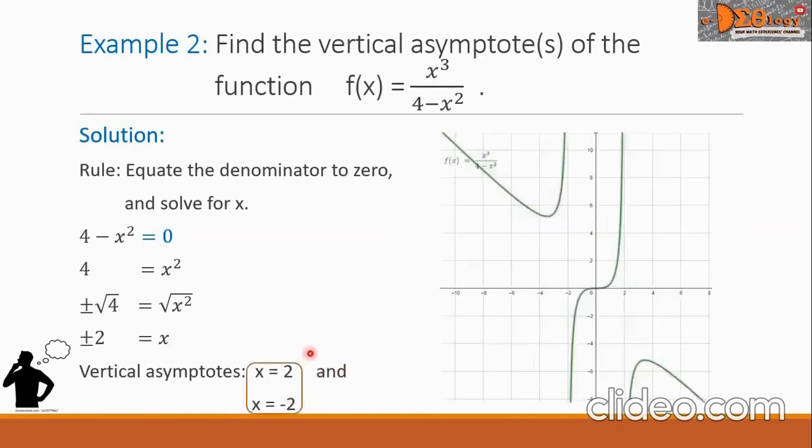Now let us consider the graph of the function. See now that the vertical asymptotes will come here and here. So this line is x equals 2, while the other is x equals negative 2.